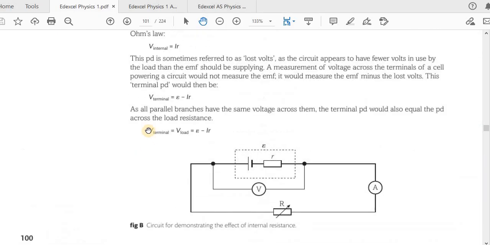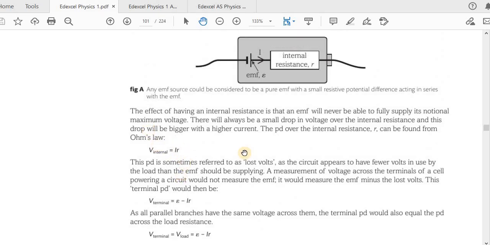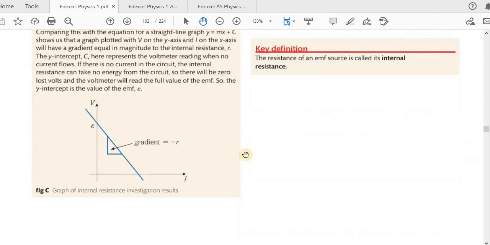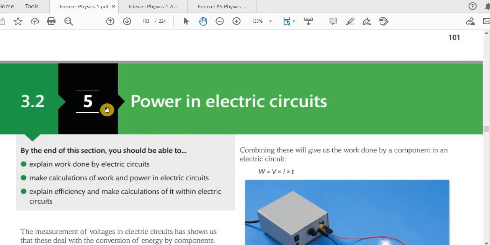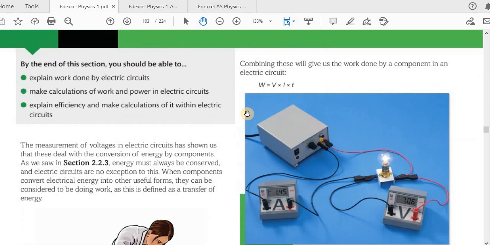And finally EMF and resistance. This is where you will have internal resistance. We use the simple letter r for internal resistance. Okay, there's another one, that is part 5, power in electrical circuits.